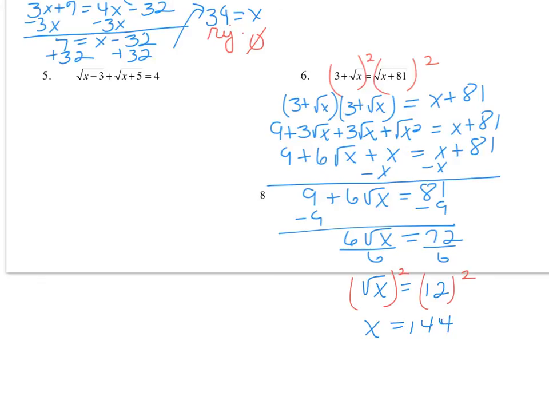Now, what are we supposed to do with our answers? Yes, we're supposed to check it. Well, let's check this one by hand and see what we get. Let's review checking. So if I put 144 in for x, the square root of 144 is 12. 12 and 3 is 15, so the left side of the equation is 15. 144 and 81, so hopefully you have your calculator out. 144 plus 81 will give you 225, and the square root of 225 is also 15, so both sides equal. So my answer is x equals 144.